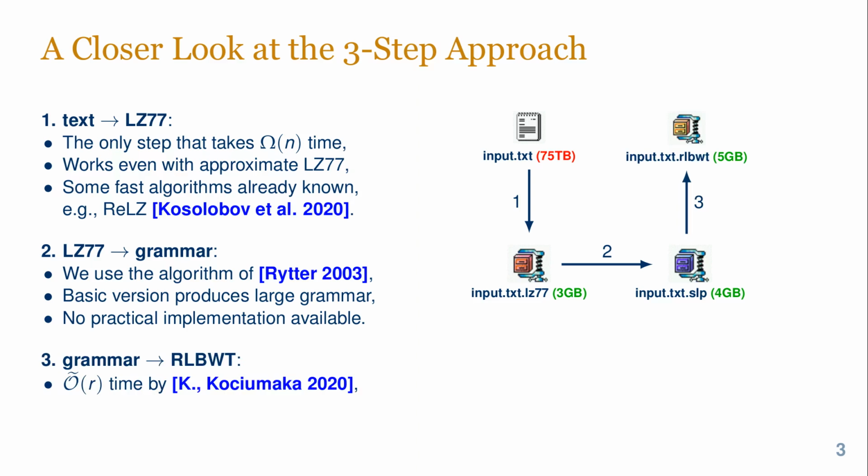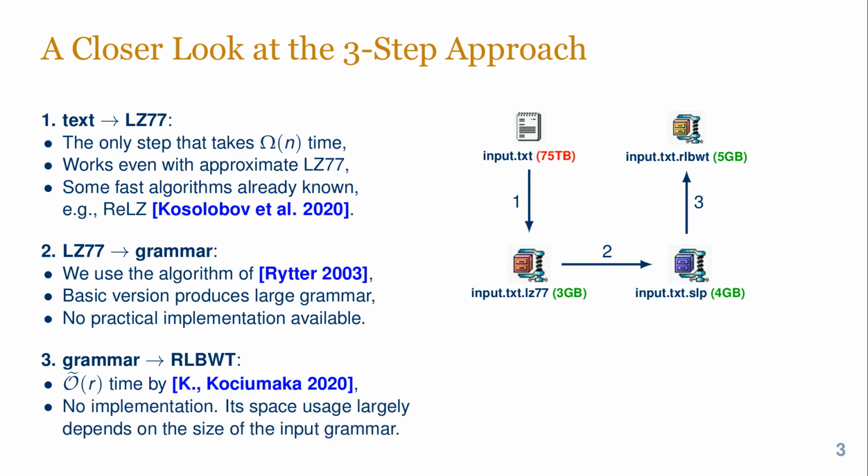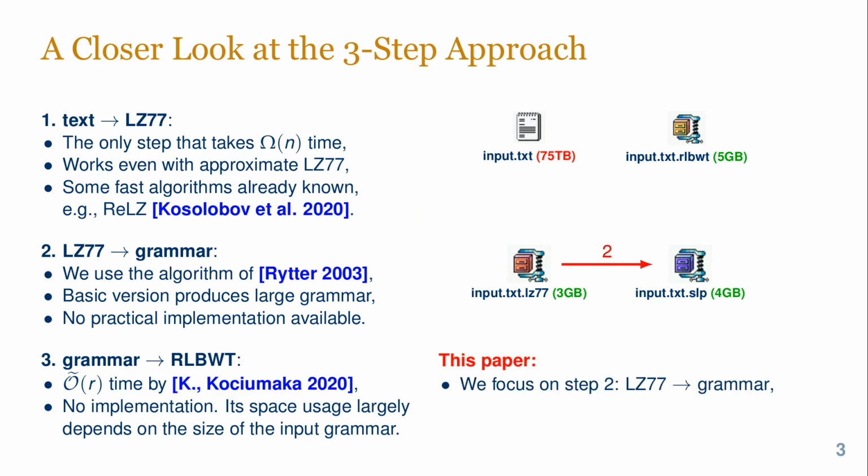The third step of the pipeline is the conversion from the grammar representation into the run-length compressed BWT. Since this algorithm is very recent, no implementation is available. We note, however, that its space usage largely depends on how big the input grammar is. Given this situation, in this paper we focus on the earliest step of the pipeline that does not have an efficient implementation, that is, the second step: converting the LZ77 parsing to a grammar encoding.